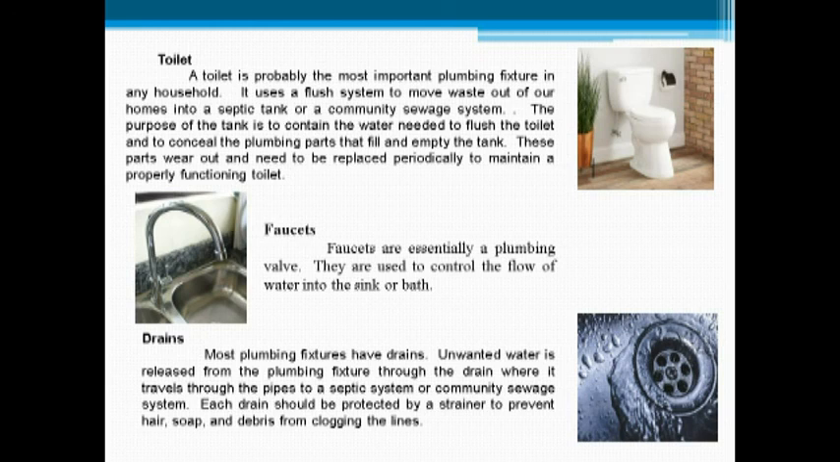Faucet. Faucets are essentially plumbing valves that are used to control the flow of water into the sink or bath. Drains. Most plumbing fixtures have drains. Unwanted water is released from the plumbing fixtures through the drain, where it travels through the pipes to a septic system or community sewage system. Each drain should be protected by a strainer to prevent hair, soap, and debris from clogging the lines.